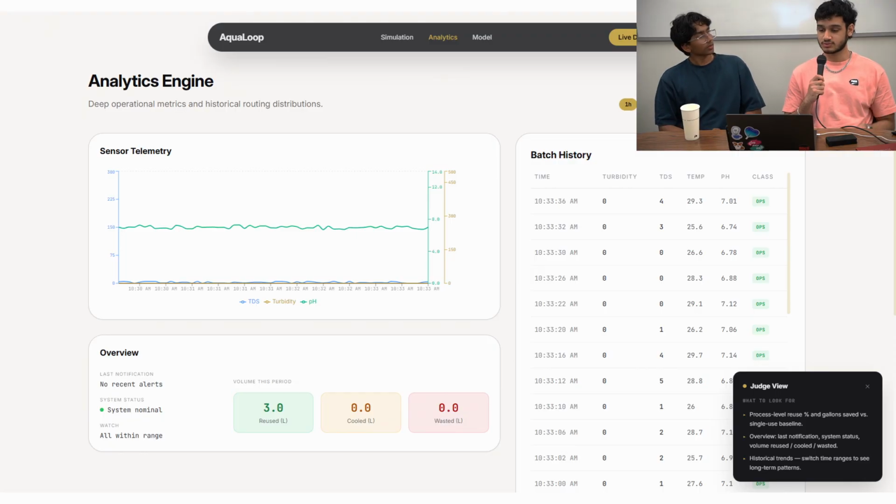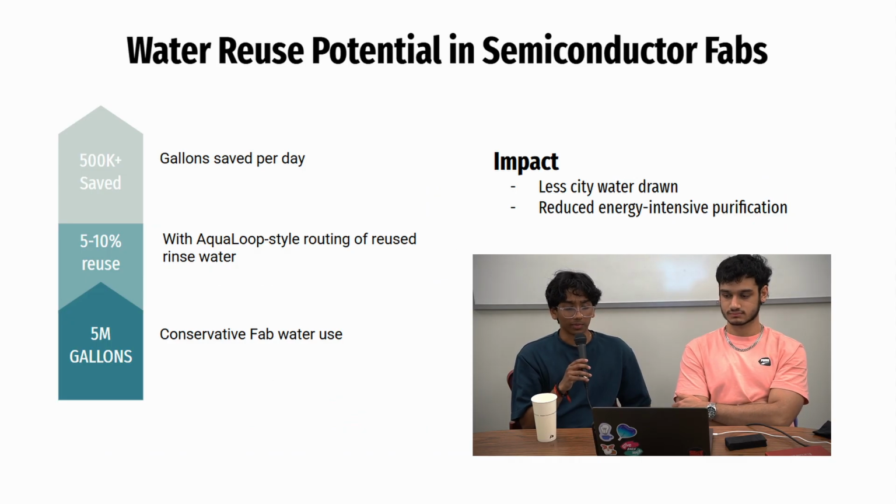Last thing we'll show is what that means when you stop looking at just one batch. On our analytics view, we track per process: how much water came into the sensing tank, how much volume ended up in each outlet, high grade, utility, treatment, and from that, a reuse percentage and a rough gallons saved. Our sensors are outputting data every second to our dashboard. This data is then stored and can be tracked over various timelines. Industry roadmaps say that fabs can get around 60% recovery just by being smarter about the stream routing. AquaLoop is a modular way to actually do that.